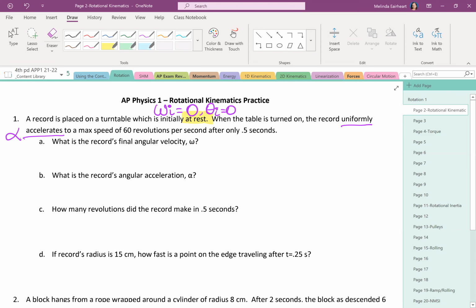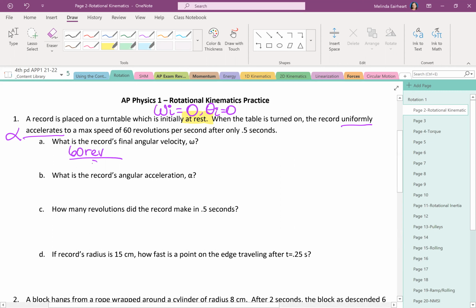Wait, revolutions per second? I thought you said the SI unit for angular velocity was radians per second, which is actually true. Part A, what is the final angular velocity of the record? And really here we're going for SI units. Y'all, it's just a conversion.